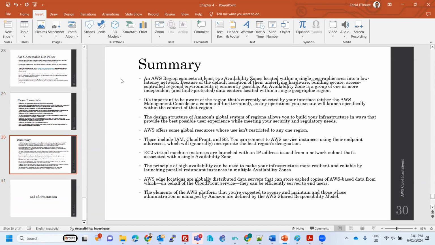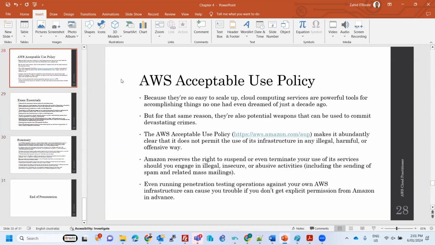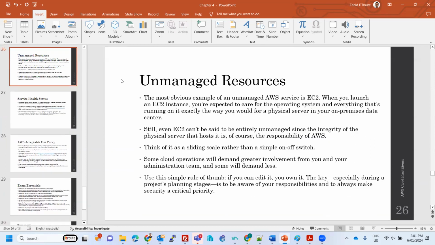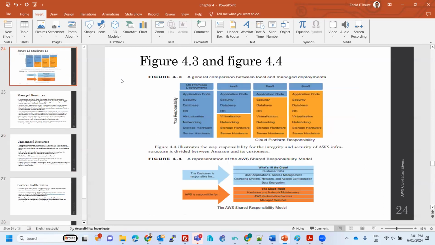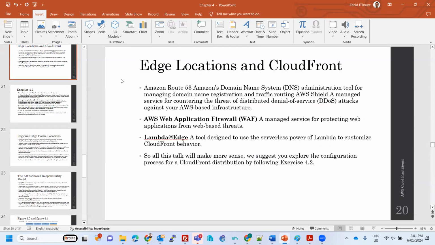So pretty much this chapter is all about high availability, availability zones, and how to provide high availability, how to use CloudFront. With CloudFront you can distribute the traffic to locations closer to the user. And these are the other small features we have looked at in here.